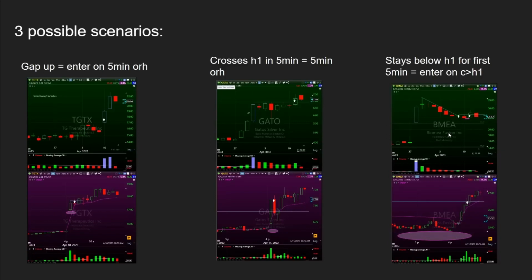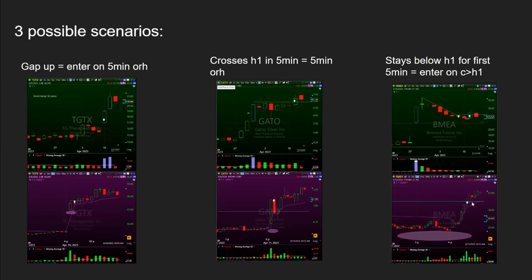Okay, so this was the example of BMEA yesterday. This stock, this is the 5-minute chart, right? So this stock opened here. In the first 5 minutes, it was doing nothing. It just opened at this level within the range of the previous day's candle.